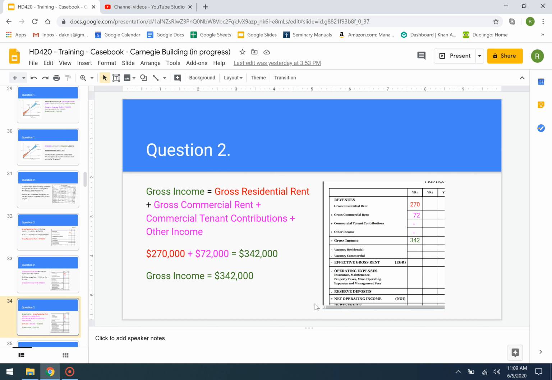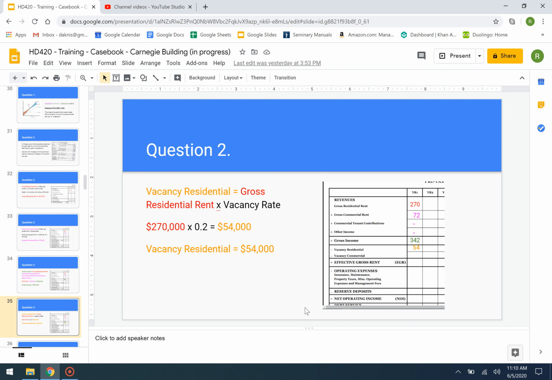And then we're going to get our gross income, which is our gross residential rent, adding the gross commercial rent, and any contributions or other income. The fact pattern doesn't give us any, so we get our $342,000 in gross income. Moving down, vacancy residential. Since we're in year 1, we're using what the fact pattern gave us, which is 20% in our first year. So we take our gross residential rent, that $270,000, times the vacancy rate, which is 0.2, and that gives us $54,000 that we're going to be minusing out. So that's $54,000 in vacancy residential.